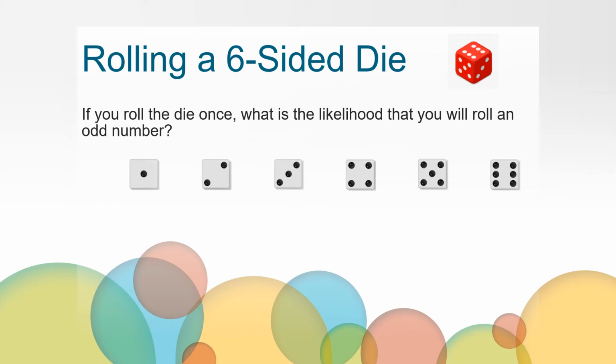What are the odd numbers listed here? That's right, 1, 3, and 5. So there are 3 possible odd numbers that you could roll.